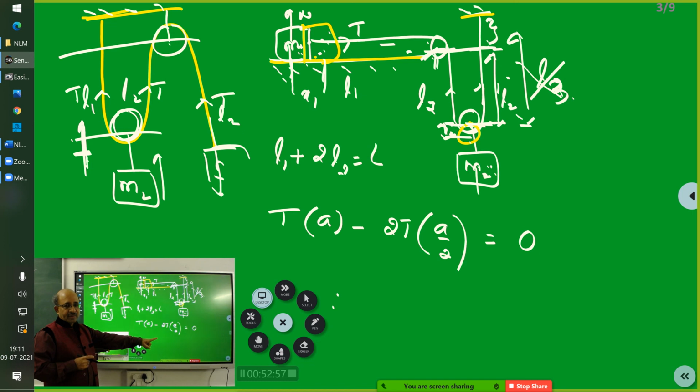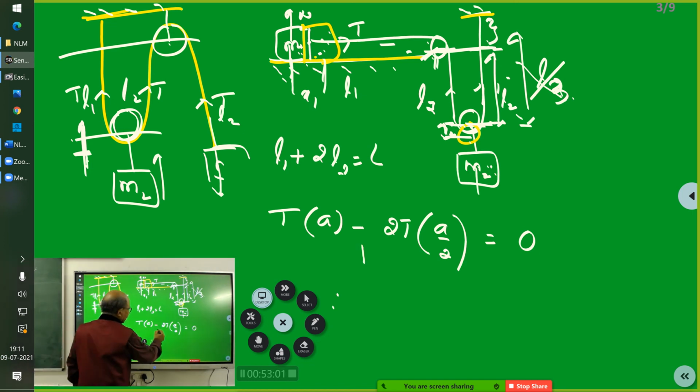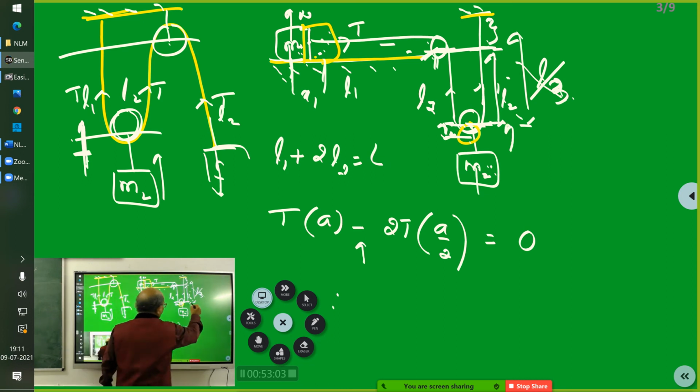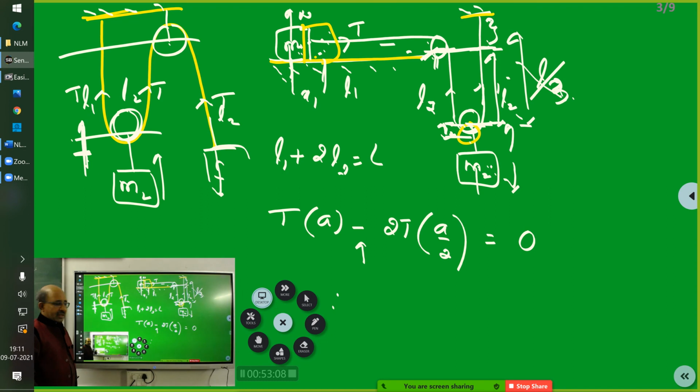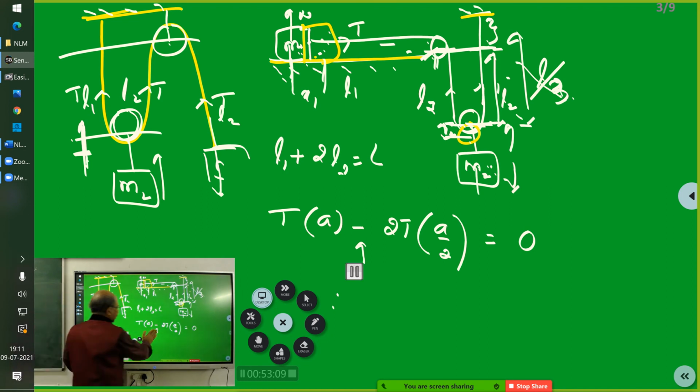See here, why did this become minus? Because 2T is up and this A is down. That is why it has become minus. This is another way of verifying the things.